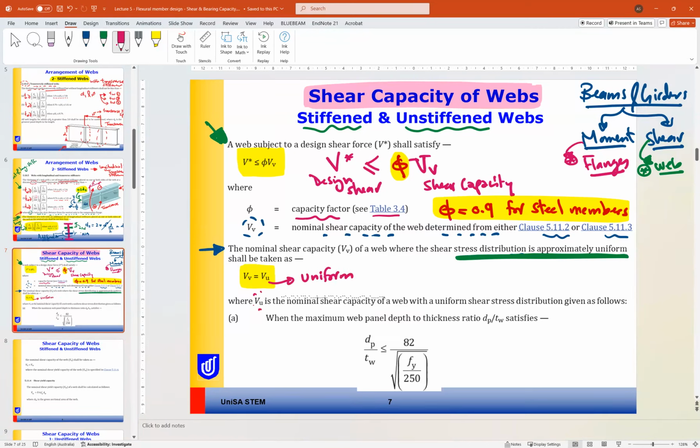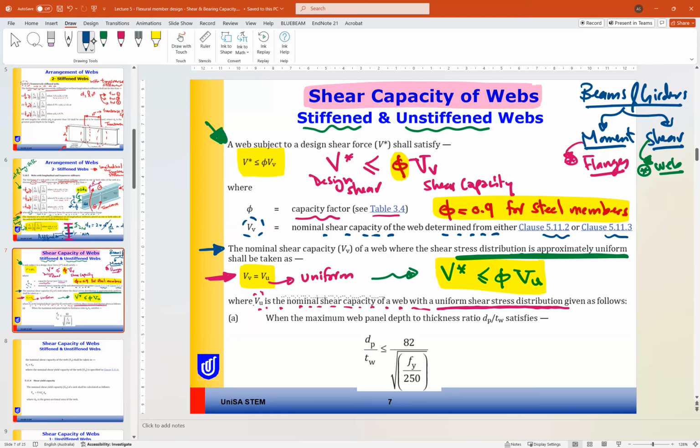So V U here is the nominal shear capacity of a web with uniform shear stress distribution. If we have non-uniform shear stress distribution, we have two cases. So we already mentioned now in our course, we will be looking at uniformly distributed shear. This means that we can write the formula here, V asterisk less than or equal to phi V U. So the first formula can be written in this form because we consider only the uniform shear in this class.